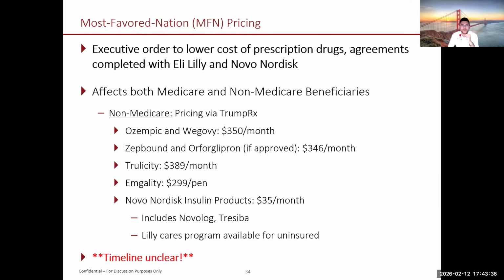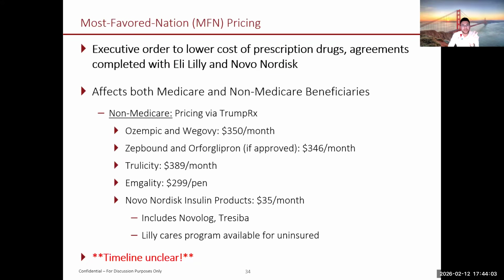A quick word on most favored nation pricing, also known as MFN. This is related to a recent executive order from 2025 that was aimed at lowering the cost of prescription drugs. And there were two very public agreements made with Eli Lilly and Novo Nordisk. Now, if you read the executive order, it's said to affect Medicare and non-Medicare patients. For non-Medicare, this is the only time I will talk about non-Medicare related issues today.